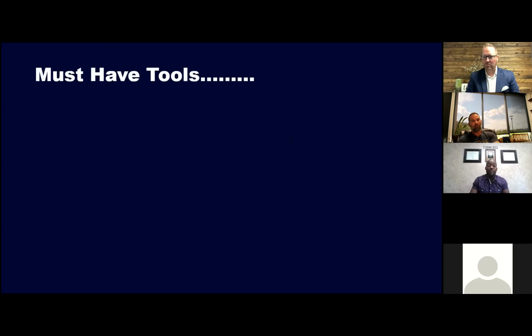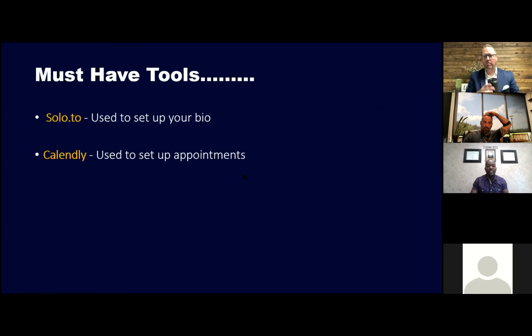These are the tools that I personally have that have helped me tremendously. Number one is solo.to, which is what I use to set up my bio. It's a link, which I'm going to show you once I log into TikTok, that I use to house multiple links because I do so many other things outside of life insurance. Secondly, Calendly, just like Shannon said, we use this to set up appointments.